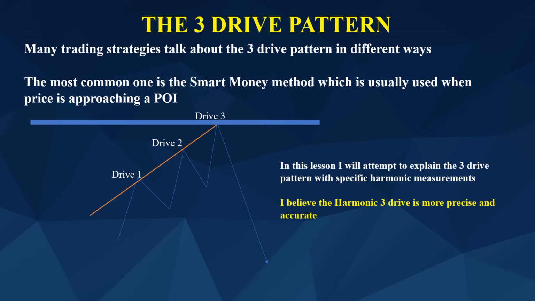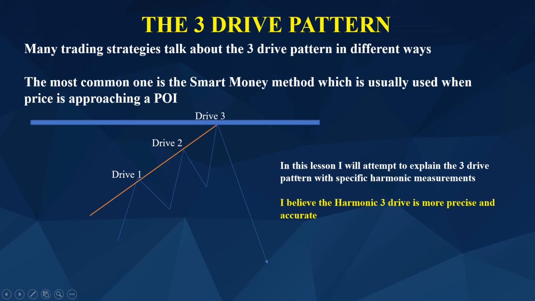With 1, 2, 3, where we can name A, B, C, D, and even C and D. And again, it can be a 1, 2, 3, 4, 5, which is a diagonal. A diagonal is an impulse wave, so it can be a diagonal triangle. And when it comes to smart money, we also call it the three drive pattern. The smart money version is something like this: you have a first touch, first drive, a second drive, and a third drive, and usually we hit into a point of interest, and then price will fall.